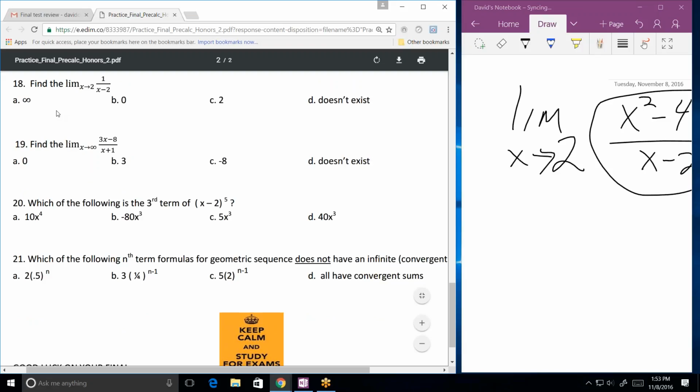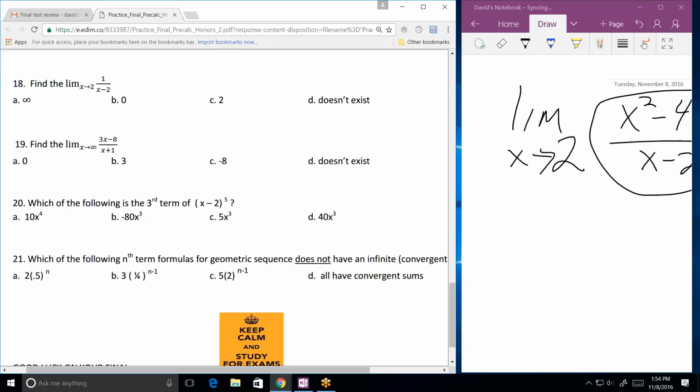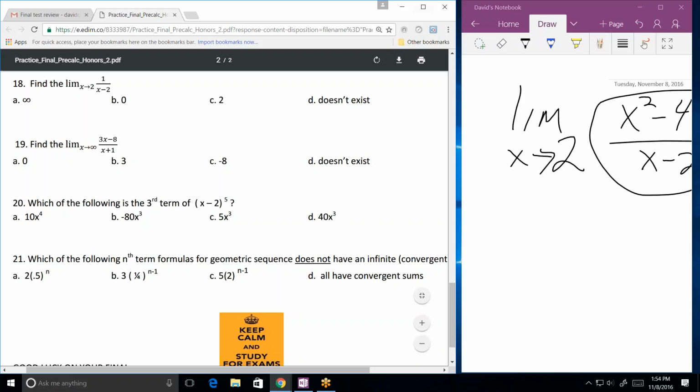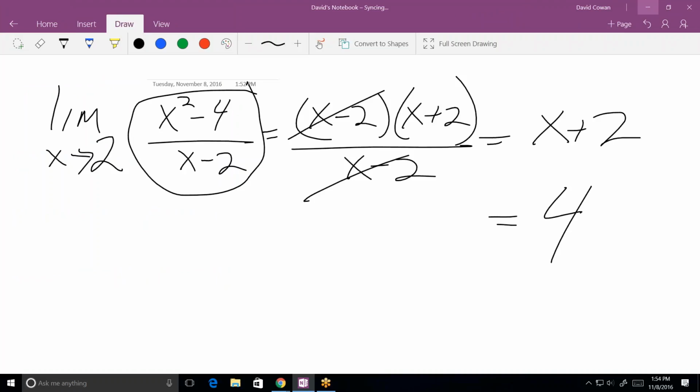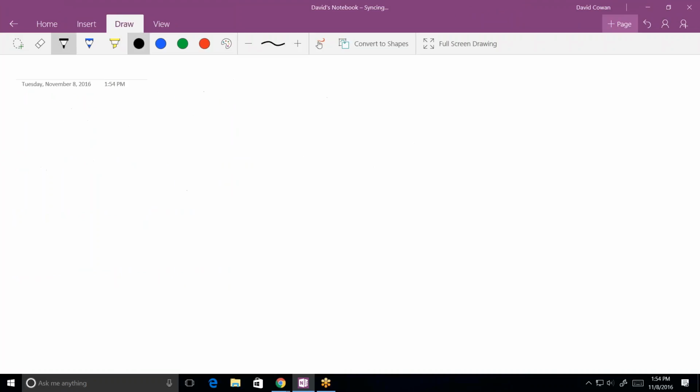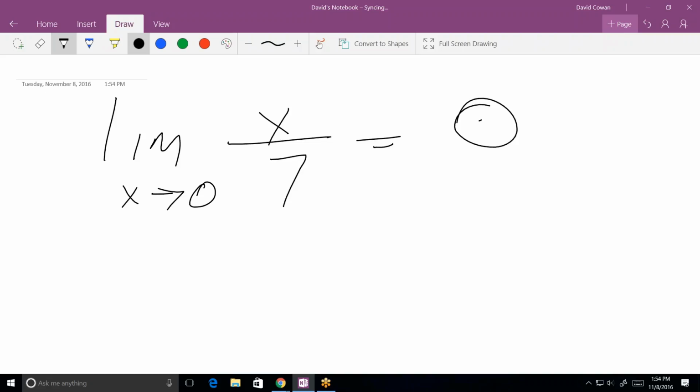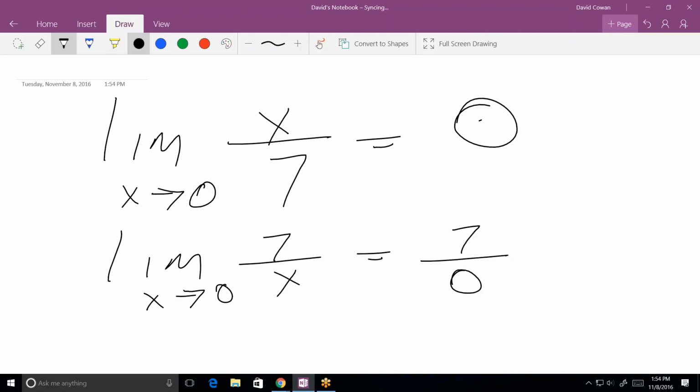Number 18. What's the limit of that as we approach 2? 0? Now, there's a huge difference between dividing into 0 and dividing by 0. If I say, what's the limit of x divided by 7 as x goes to 0? Well, that's clearly 0. You'd have 0 divided by 7, right? But if I said, what's the limit of 7 divided by x as x goes to 0? Well, now you have 7 divided by 0. Well, what's that number?